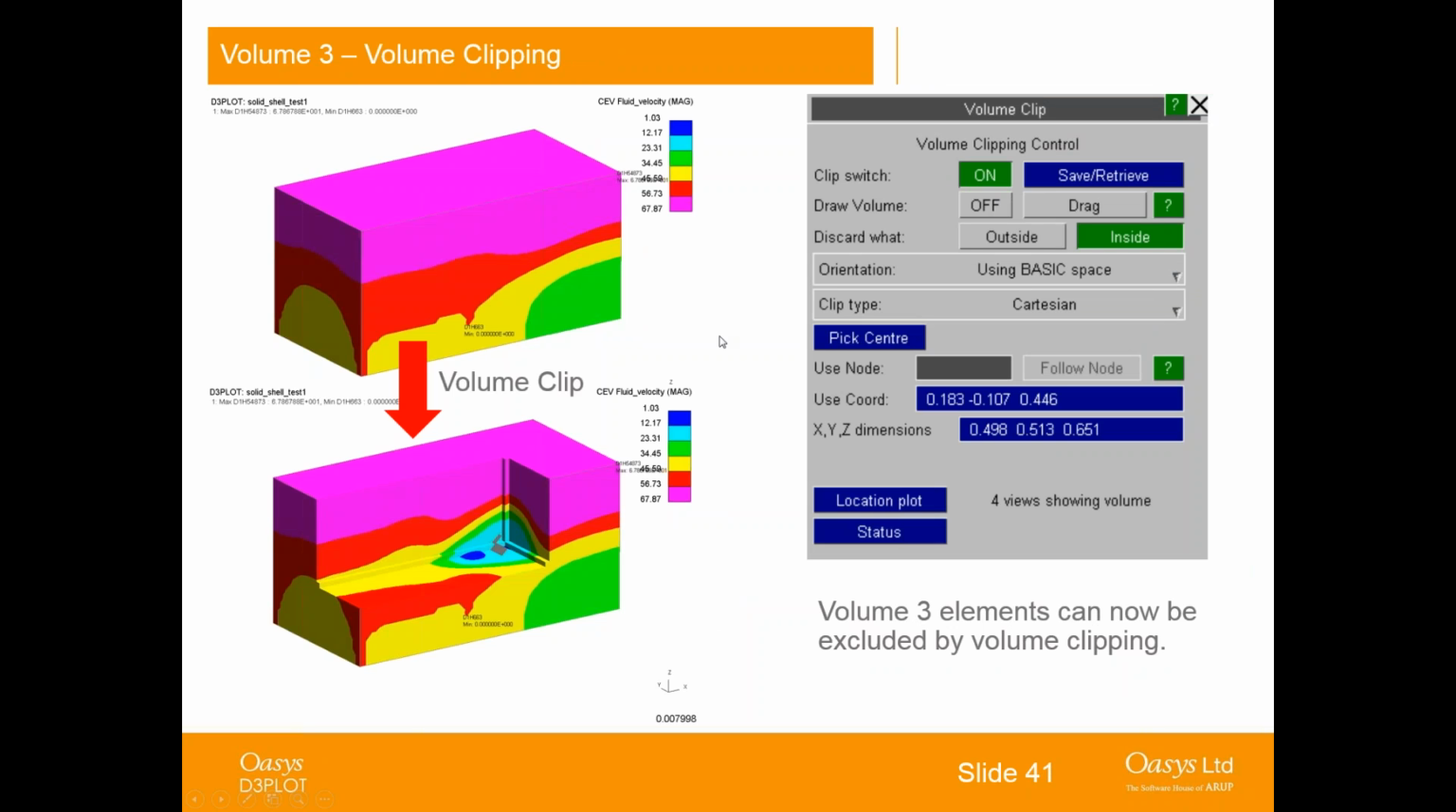We can also use volume clipping. So we can have the clip switch, and in this case we've clipped a volume so that we can see just this particular area now.